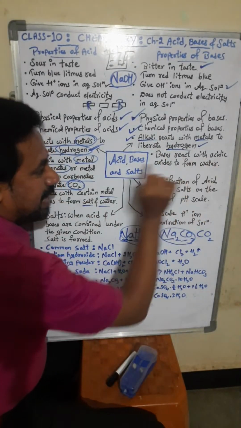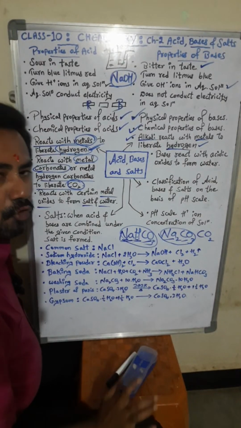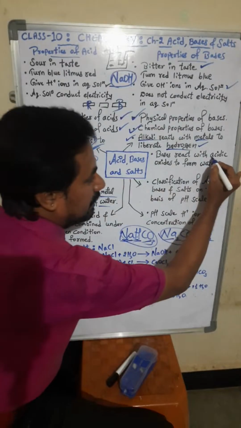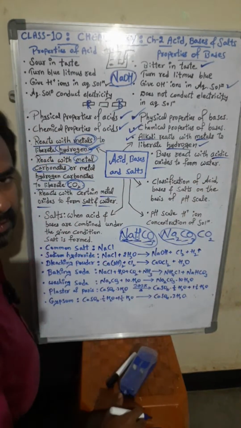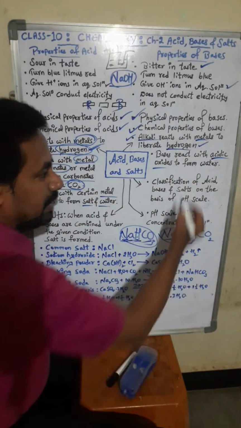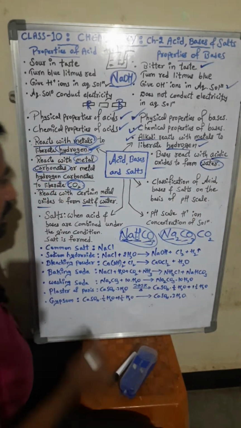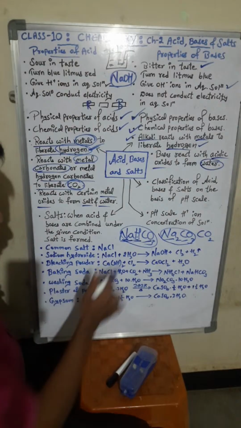Bases react with acidic oxides to form water. When these bases react with acidic oxides, what will be forming, students? Water will be forming. Okay, in detail we are going to study.